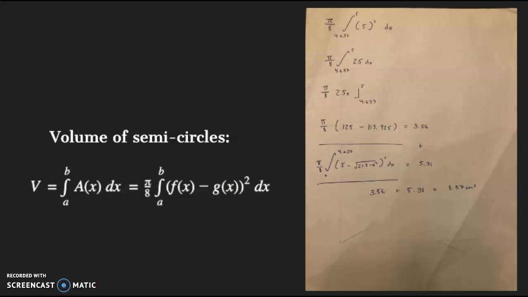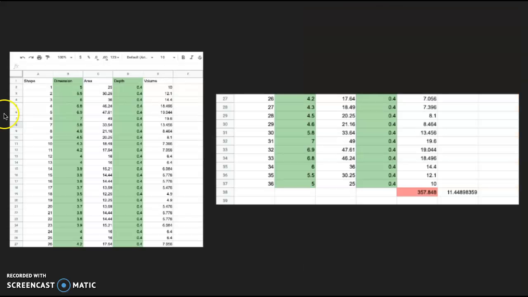So when presenting the final volume that we got, it was 8.87 cubic centimeters, which is a little bit different from the value that we got by doing the actual work. Now we're going to go ahead and move into the squares.